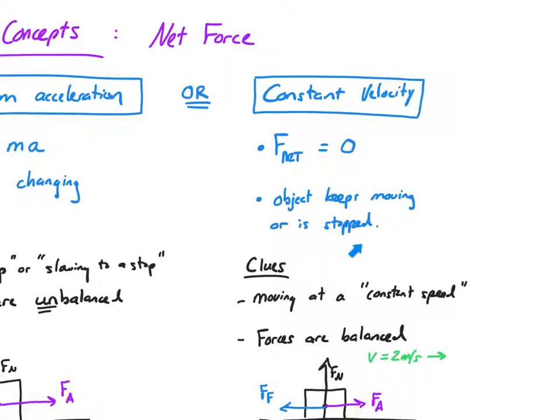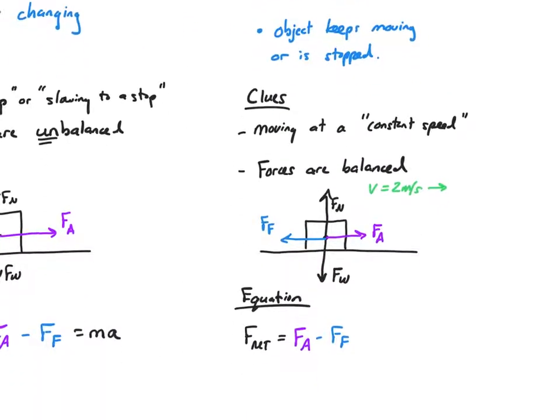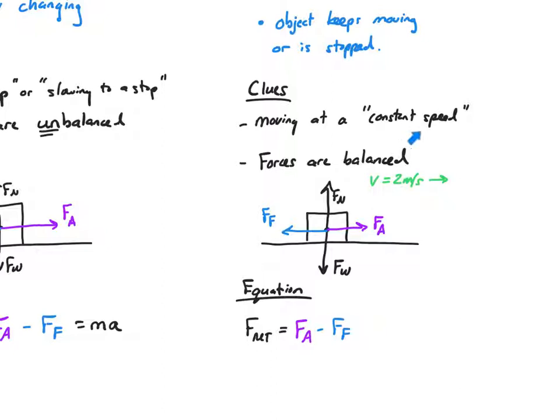So we have two cases to look at. Clues when you're looking at a problem might be something like, it might say it's moving at a constant speed in the wording. And the other clue is when you draw your free body diagram, the forces are balanced. Notice this has a velocity of 2 meters per second. Its inertia means that it won't need force to maintain that velocity. So as long as the forces are balanced, the velocity will be constant. It just won't accelerate. It won't change its velocity.